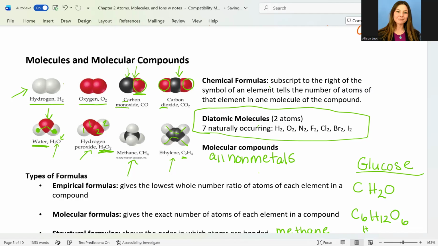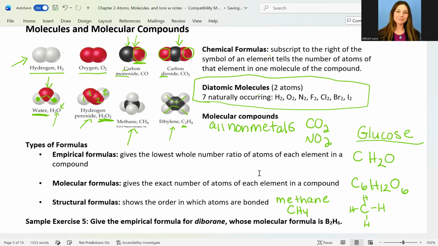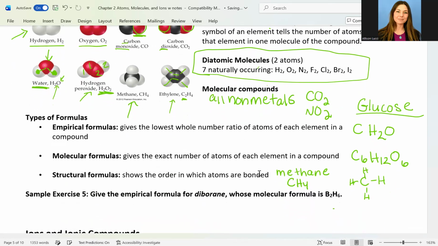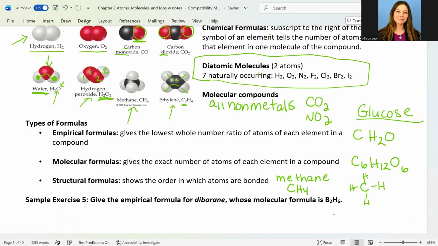And again, if you locate it above that staircase to the right, those would be all the nonmetals. So again, we saw CO, CO2, NO2, anything that has carbon, nitrogen, oxygen, hydrogen, and the halogens in group 7, those would all be molecular compounds. So we have different ways of organizing molecular compounds here. We can organize them or define them by their empirical formulas.